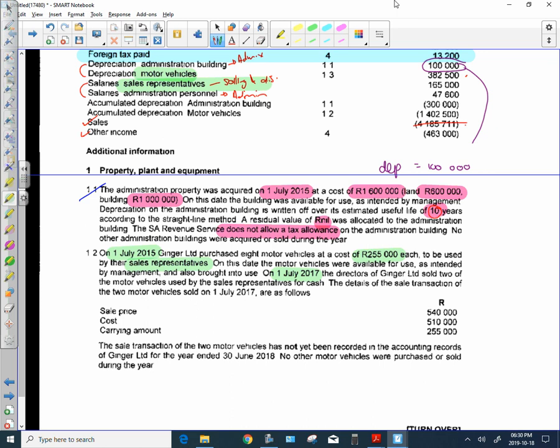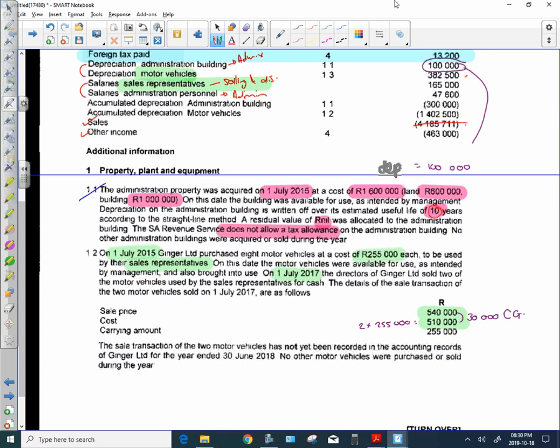The directors of Ginger sold 2 of the, oh, I've read that. The details of the sales transaction of the 2 motor vehicles sold were as follows. Right, so the sales price was 540. The cost was 510, and that is obviously 2 times your 255,000, which was your cost. Right, if my selling price exceeds my cost, what do I have? Capital gain. Right, so in this instance, can everybody see that there's a 30,000 Rand capital gain?